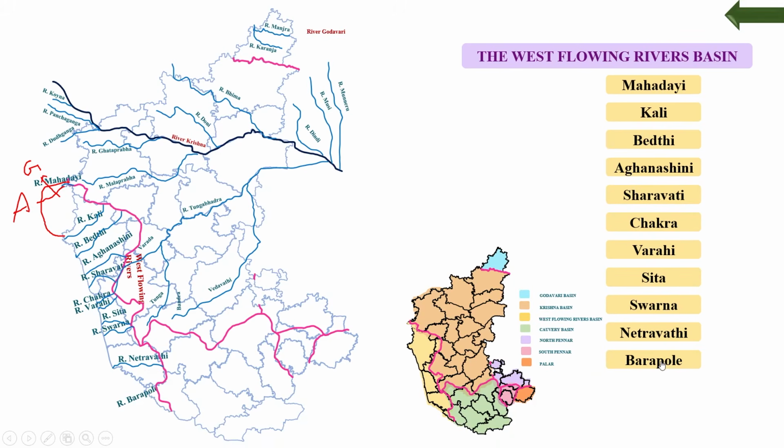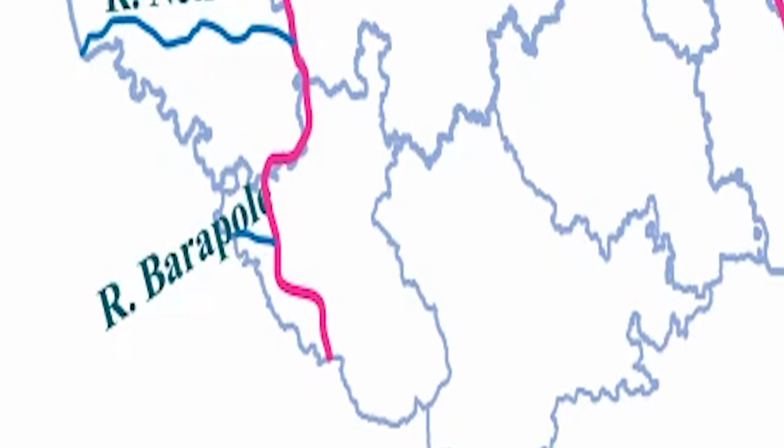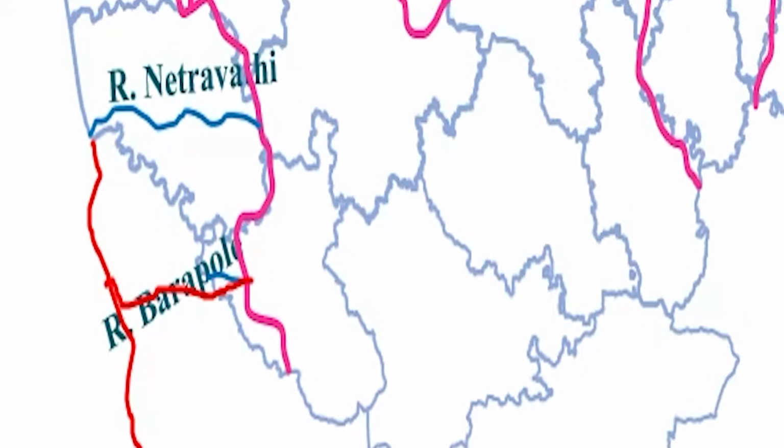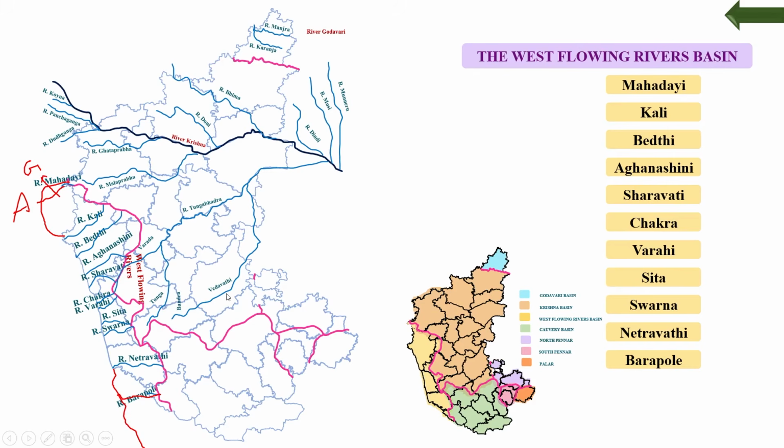Finally, we have Barapol river that begins its journey in Kodagu district and flows into the state of Kerala. Kerala is here. This is the state of Kerala. So Barapol begins its journey and flows through Kerala before draining into Arabian Sea. So these are the 11 most important rivers.